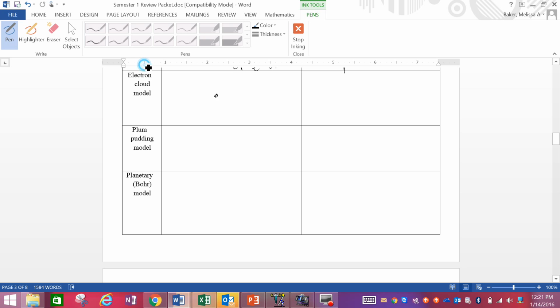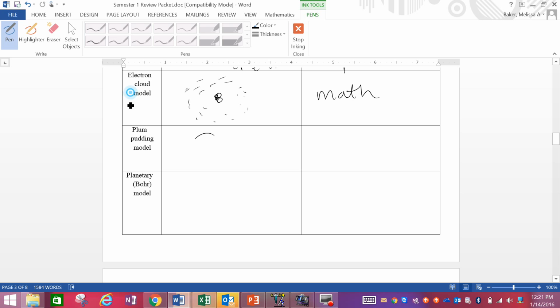The electron cloud model is the most modern model. We've got protons and neutrons in the nucleus. And we talk about electrons not in orbit, but in a probability cloud. So it's based on a lot of math. And we cannot know the exact location of an electron.